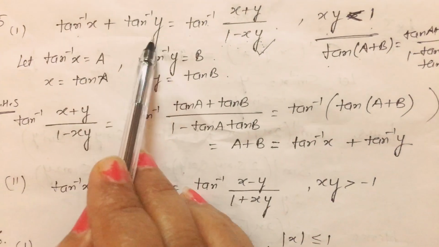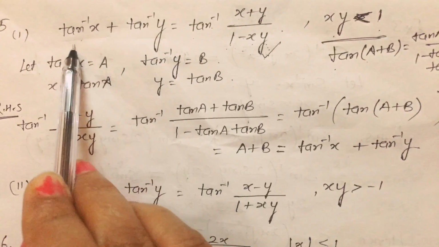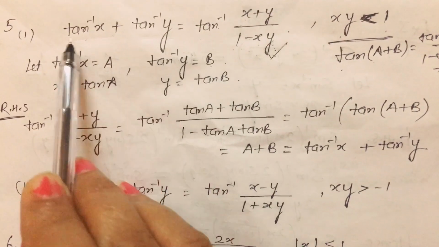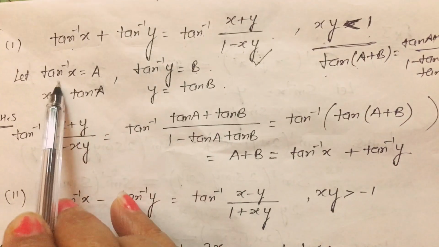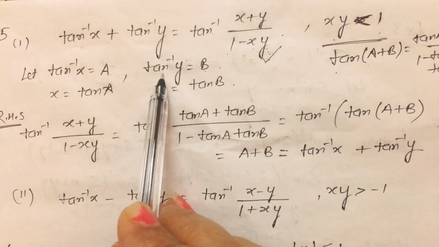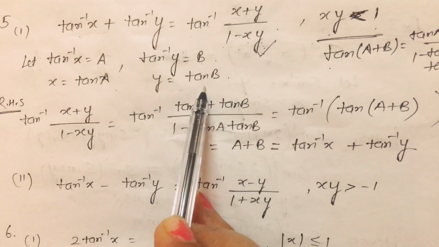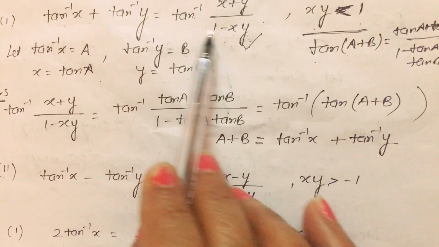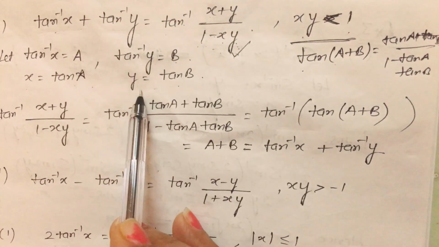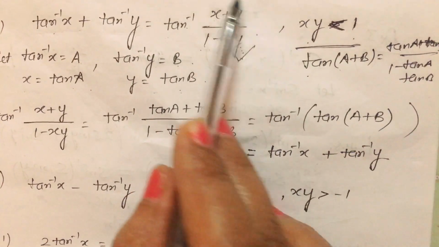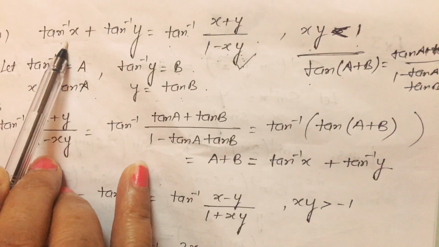So by showing this is equal to this, I am taking this as a and this as b. So tangent inverse x as a and tangent inverse y as b, then x will be tangent a and y will be tangent b, and I am putting these in the right hand side. Okay, putting x is equal to tangent a and y is equal to tangent b in the right hand side, and we will show this is equal to the left hand side.